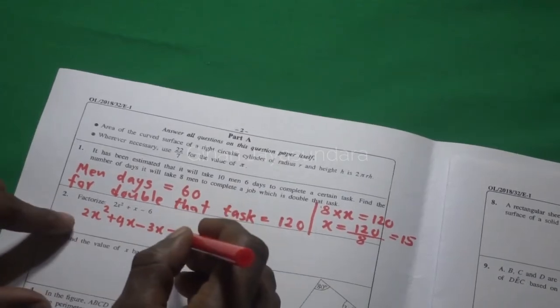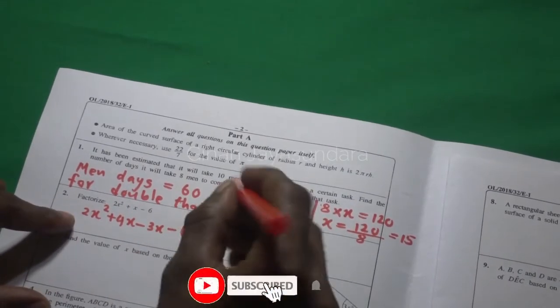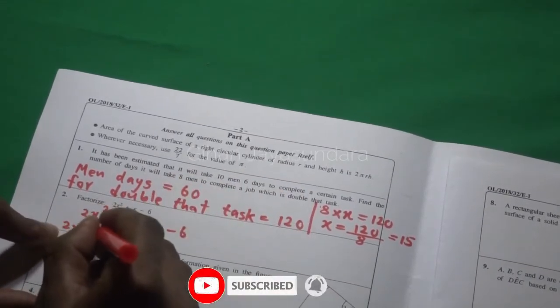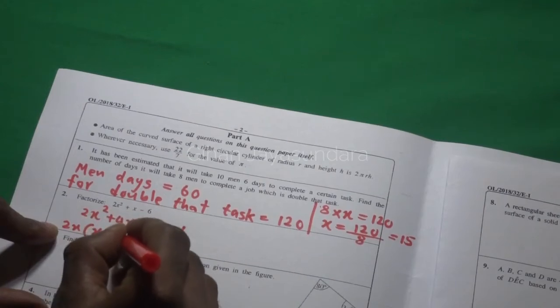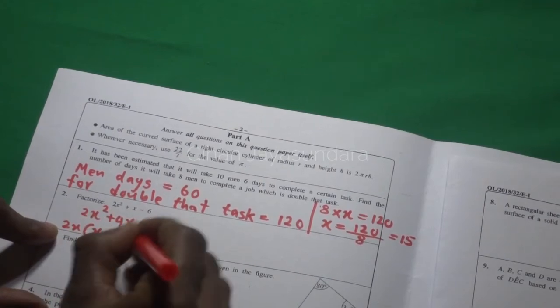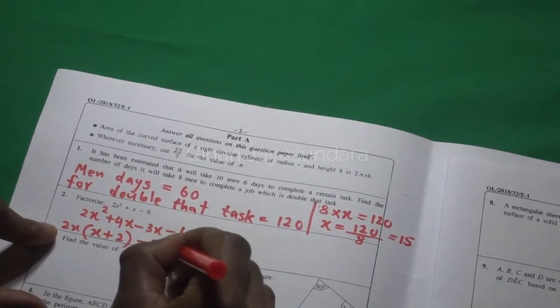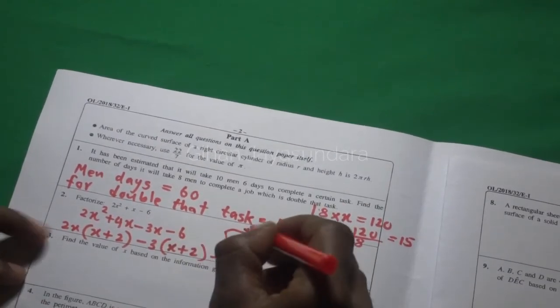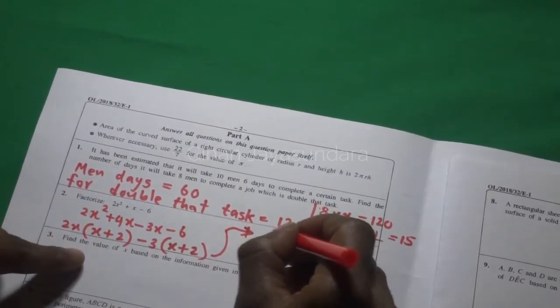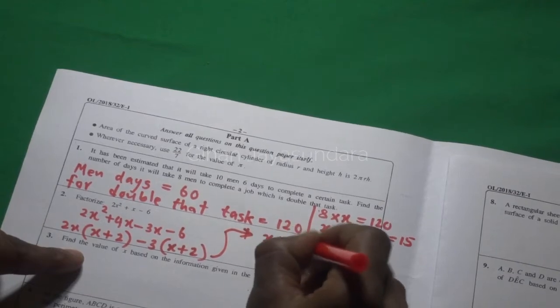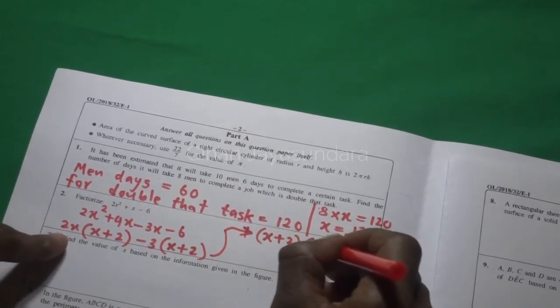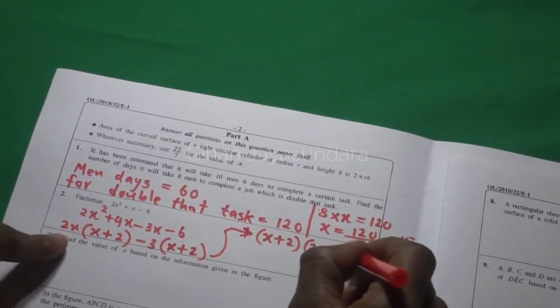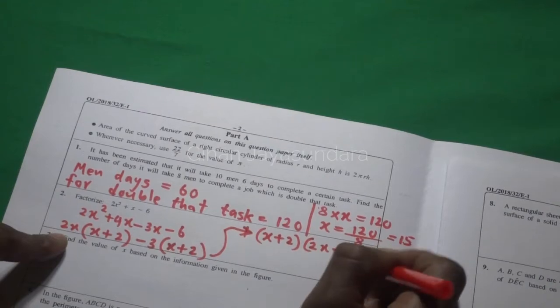So now I'm going to factorize it. 2x is common, so x plus 2, and minus 3 times x plus 2. So I get it here. Now x plus 2 is a common factor, and the other factor is 2x minus 3.